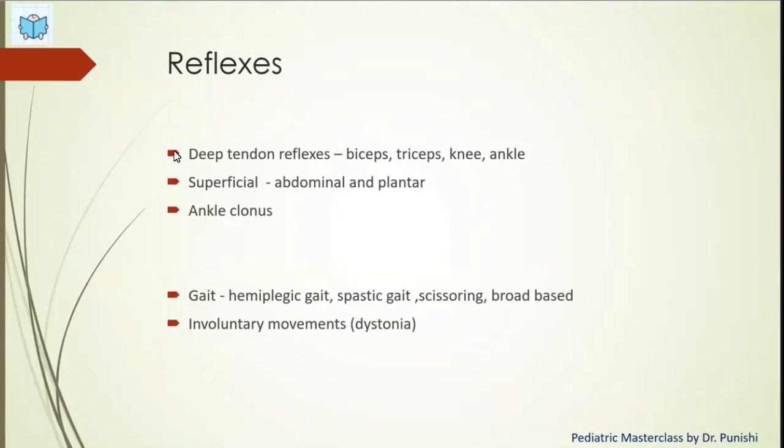Now, gait. Hemiplegic gait is commonly seen in hemiplegic CP. You have a spastic gait with scissoring of the lower limbs in a spastic diplegia. In an ataxic CP, you'll have a broad-based gait where the limbs are wide apart and there's a little swaying. You look for involuntary movements like dystonia, again pointing towards dystonic CP involving the extrapyramidal lesion.